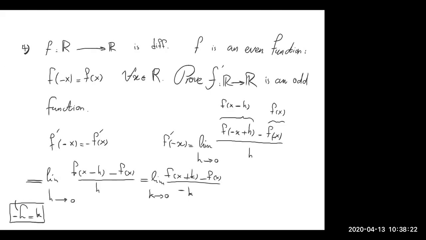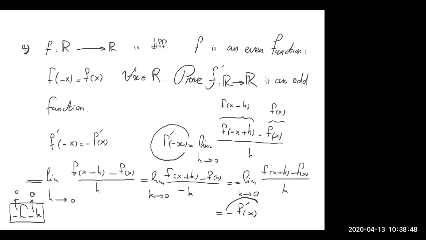If h goes to 0, k would go to 0. Minus can come out of the limit, so this is going to be minus the limit as k goes to 0 of f of x plus k minus f of x over k. And this is, by definition, the derivative of f at x. So f prime at negative x equals minus f prime of x, which means f prime is an odd function. Any question here?